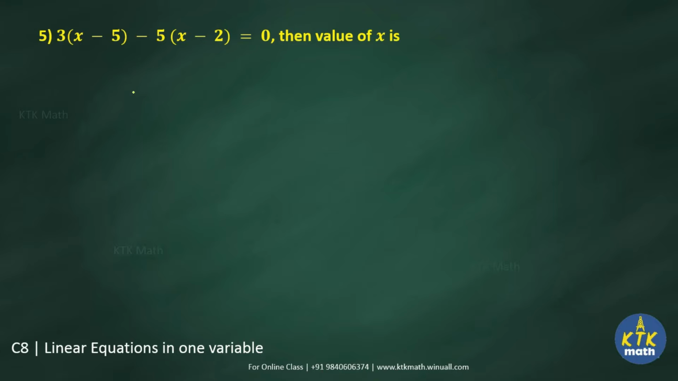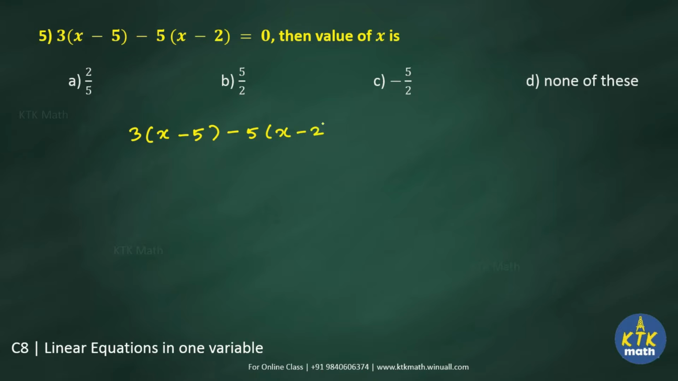Question number 5. It's a little bit lengthy one, but here also we need to find the x value. So try to multiply the terms inside first. Let me write the equation: 3 of x minus 5 times x minus 2 gives 0. So when a bracket is given, with a term outside the binomial, you need to multiply them inside.